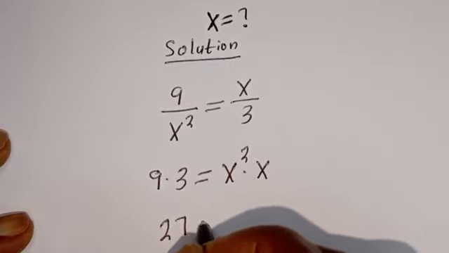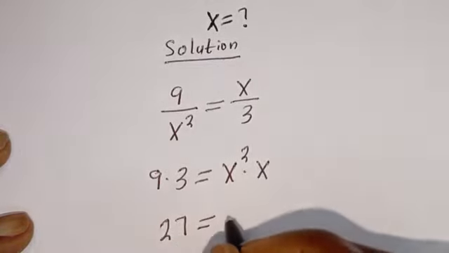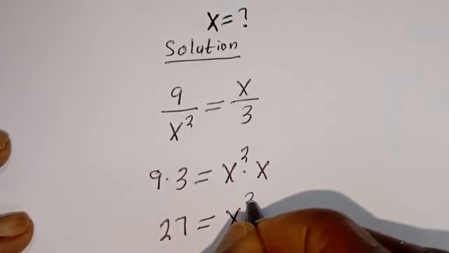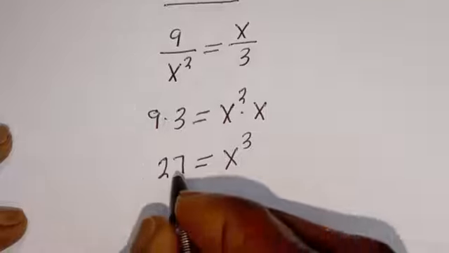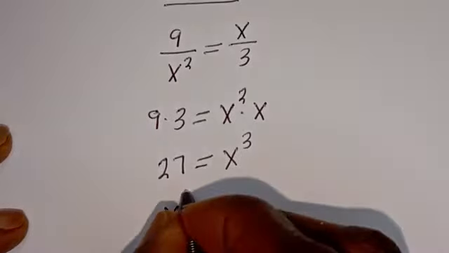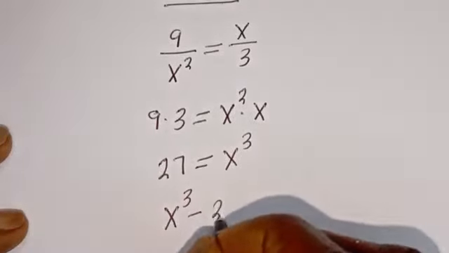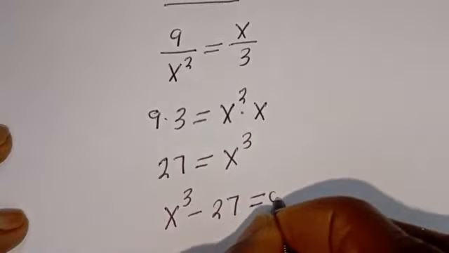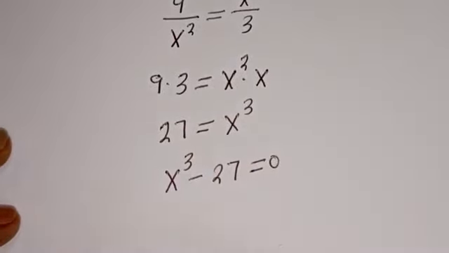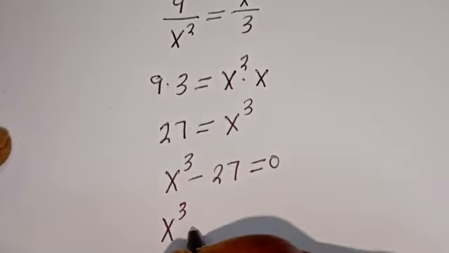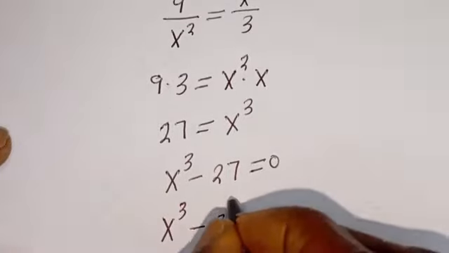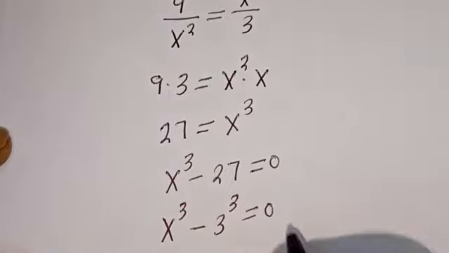27 is equal to s square multiplied by s. This is s to the power of 3. Then this can be written as s to the power of 3 minus 27 is equal to 0. And here we have s to the power of 3, 27 can be written as minus 3 to the power of 3 is equal to 0.